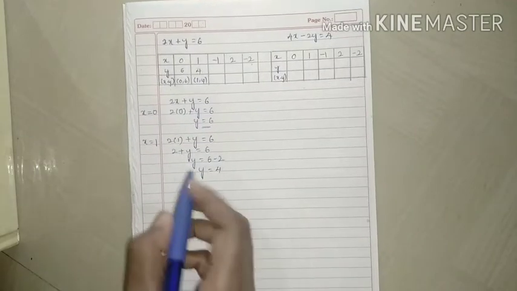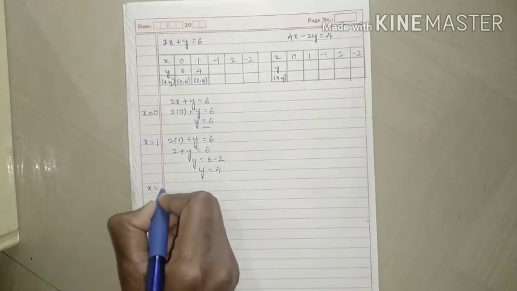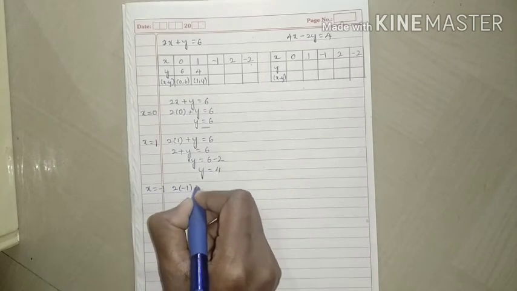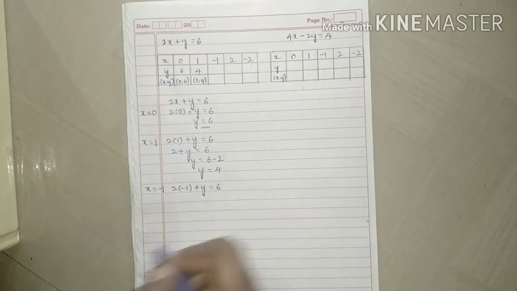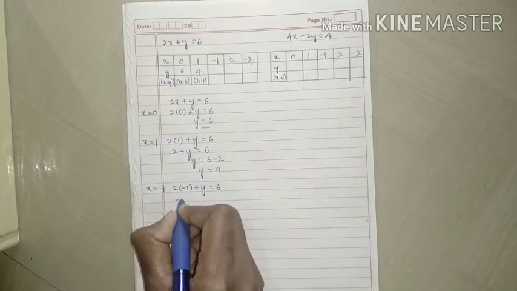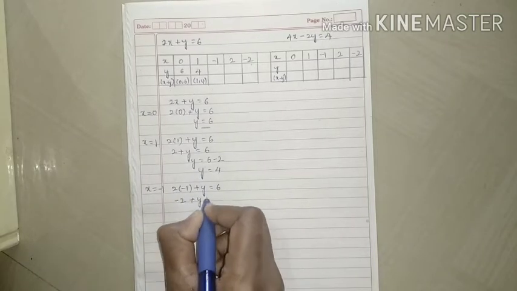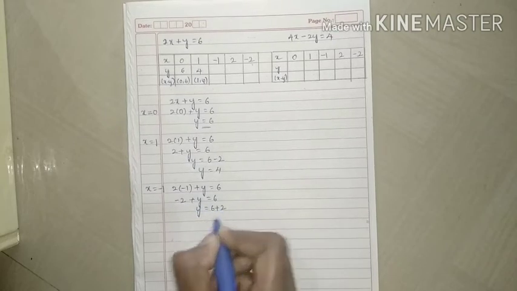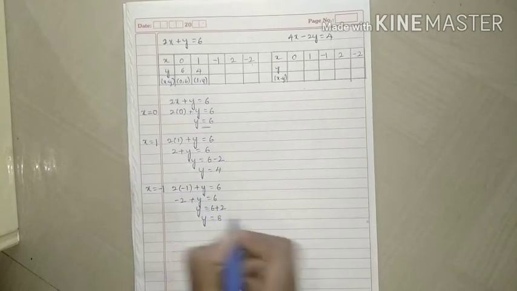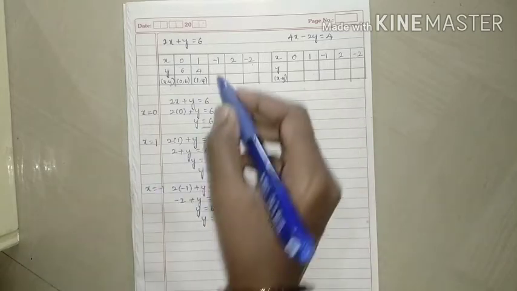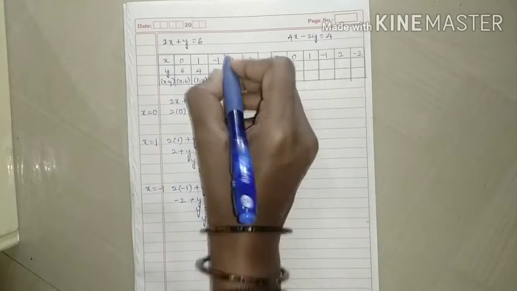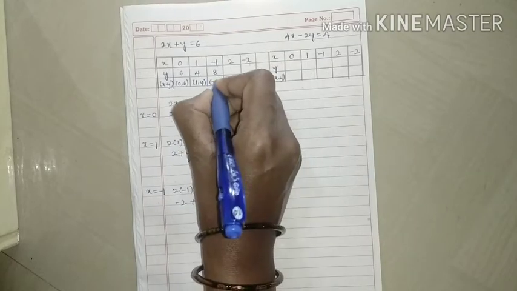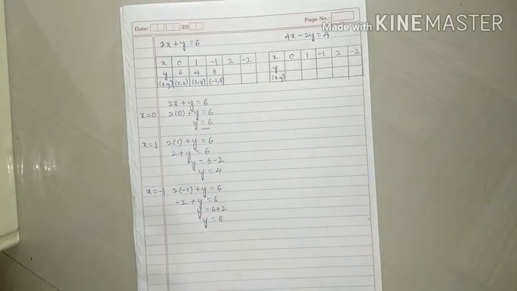Now we'll give x value minus 1. So 2 of minus 1 plus y is equal to 6. Now this is minus 2 plus y is equal to 6. Now y is equal to 6 plus 2, so y is equal to 8. So when x is minus 1, y is 8. So the point is minus 1, 8.